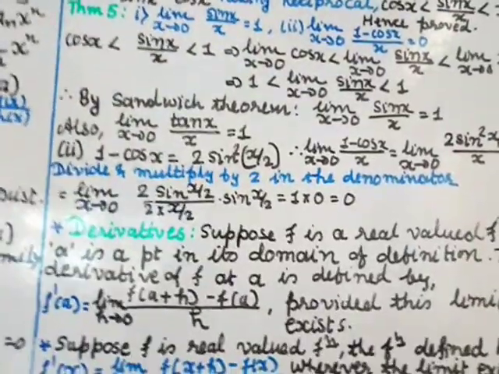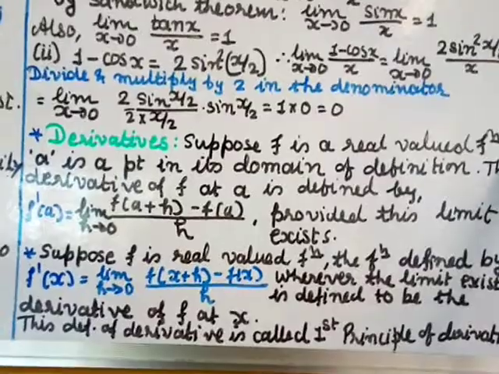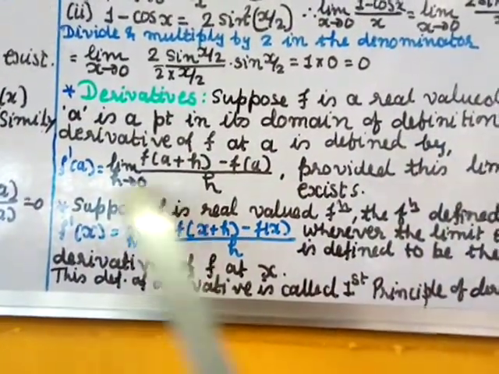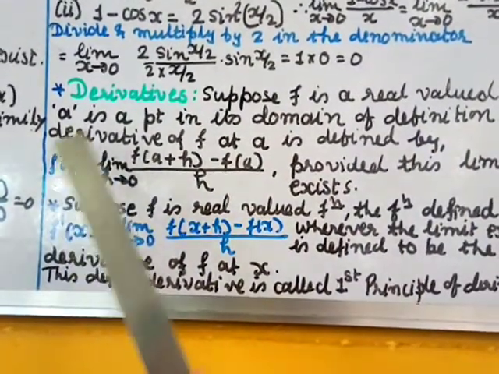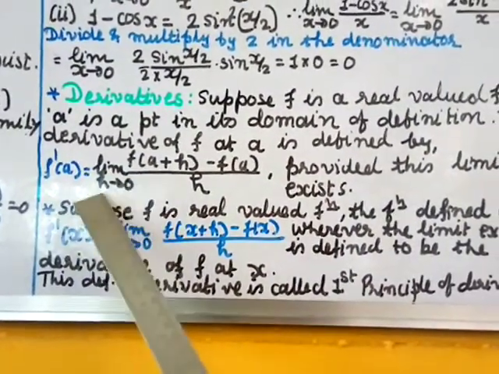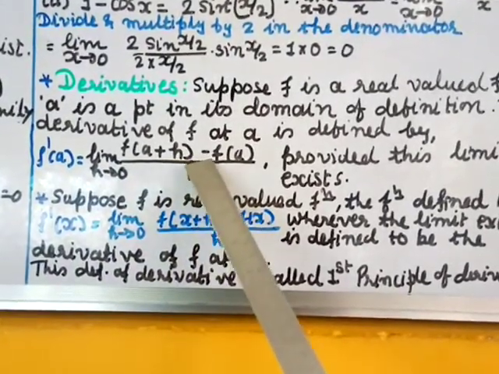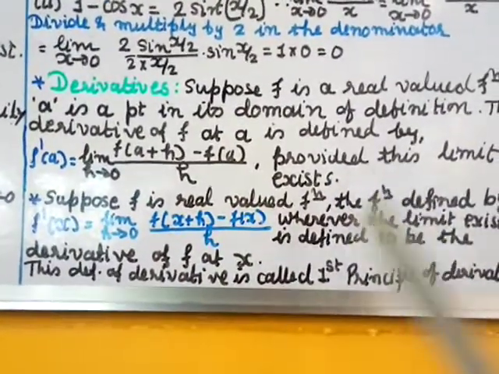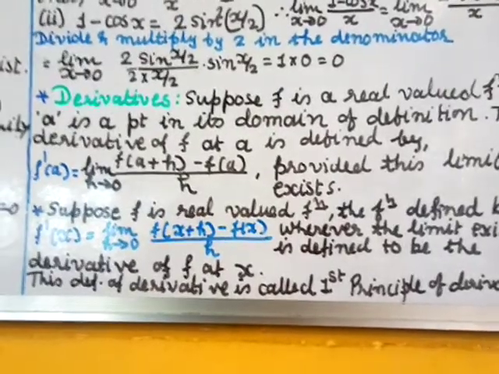Next we have got the derivatives. Suppose f is a real valued function and a is a point in its domain of definition. The derivative of f at a is defined by f dash a, this is a symbol used, equal to limit h tends to 0 of f of a plus h minus f of a by h, provided this limit exists. So this is the definition of the derivative at x equal to a, at a point a.